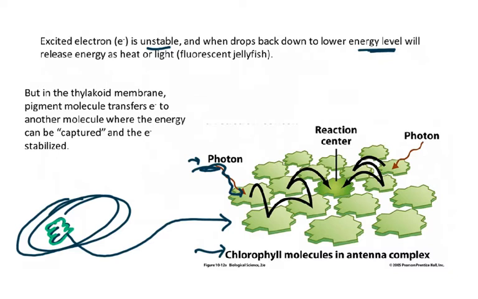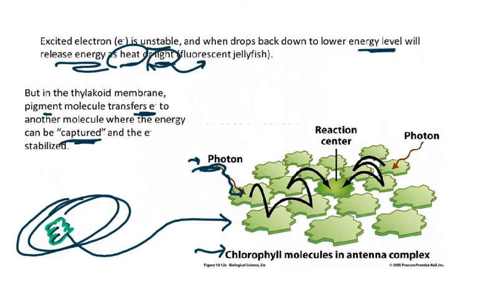And we said before, it will either release energy as heat or, for example, fluorescent jellyfish actually release it as light. Well, plants do not release this energy again once they get it. So once the chlorophyll molecule gets its electron unstable because of the light energy, it's going to capture it. The pigment molecule is going to transfer this energy from the electron to another molecule where the energy can be captured and stabilized. So we don't want it to be lost as either heat or as light. We're going to try to capture it.